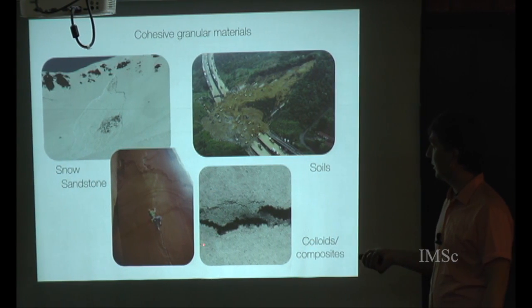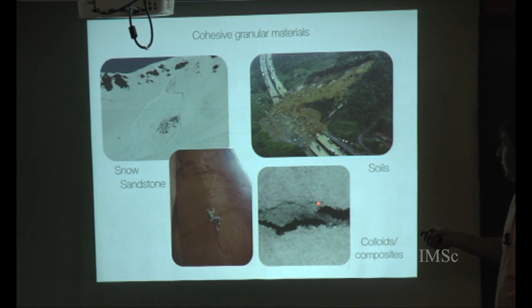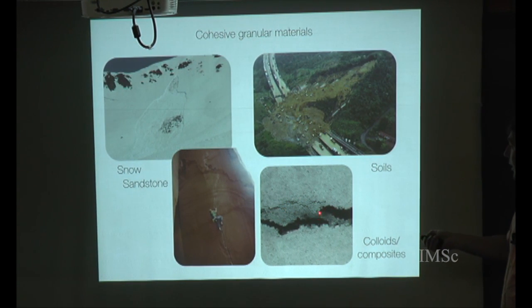Colloids and composites. This is a crack going through a colloidal material like paint. From the previous talk, there was talk about yielding. You can see defect lines, etc., bridging microstructural damage from the crack going through the paint. That's something I studied a number of years ago. This is sort of an extension of that.